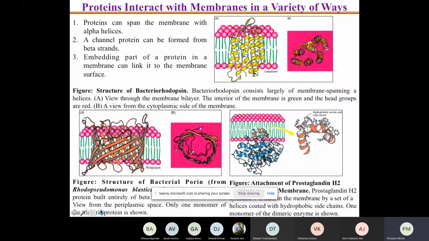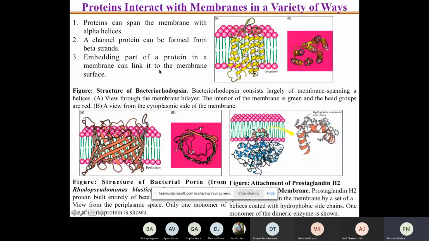So these are some proteins, just to give you an idea that there could be proteins which span the membrane with alpha helices. So these are alpha helical structures. The channel protein can also be formed from beta strands. So in the channel protein, you will see the beta strands which are present.